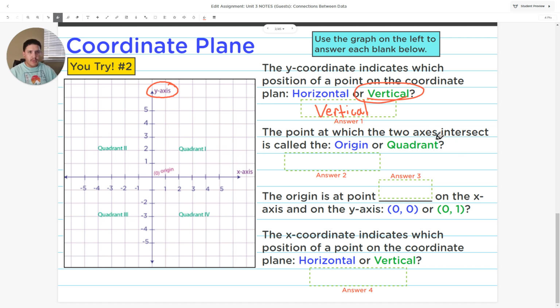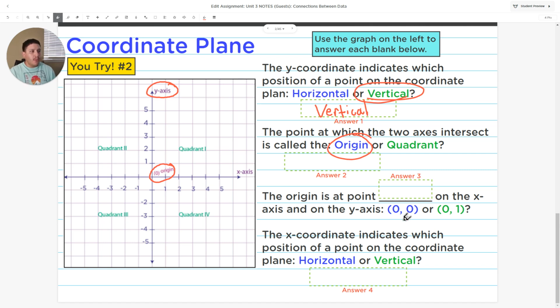Well, just like we said in the previous warm-up, the origin is the center point of the coordinate plane, which is where the two axes cross, the x-axis and the y-axis. So the origin is the answer for that one.